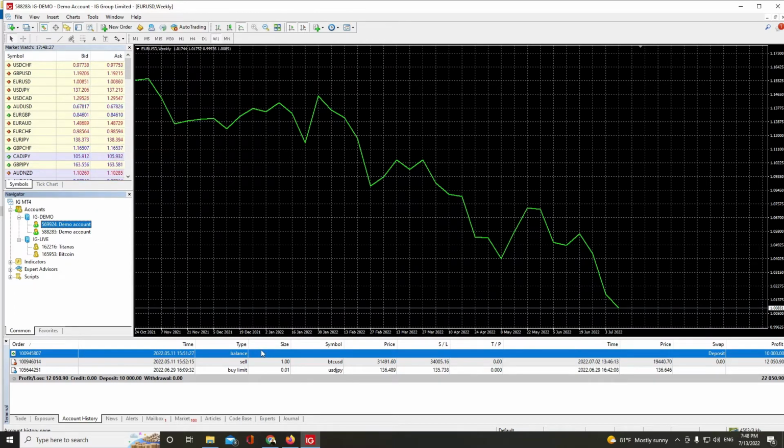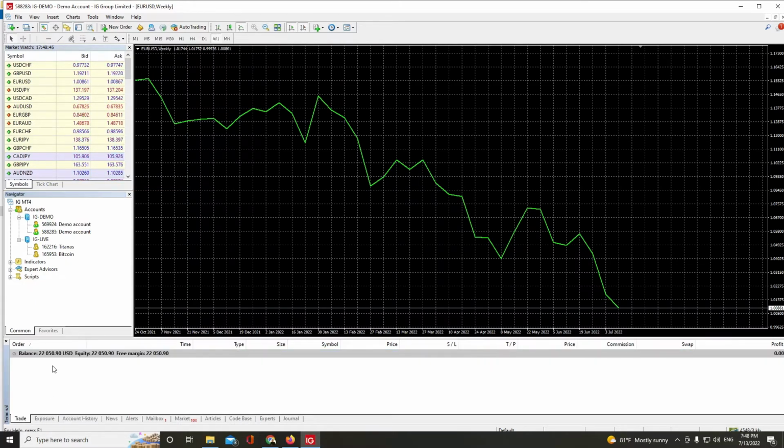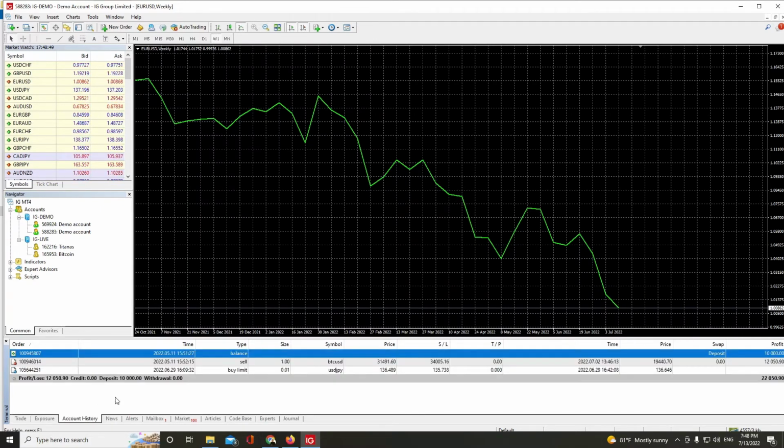Again, we are talking about the MT4. My initial account was 10,000. The currency also depends on you. For this broker, I had to choose between euro, so I chose euro. So I started this account with 10,000. Now my account is at 22k. Do not get excited, it's just a demo.